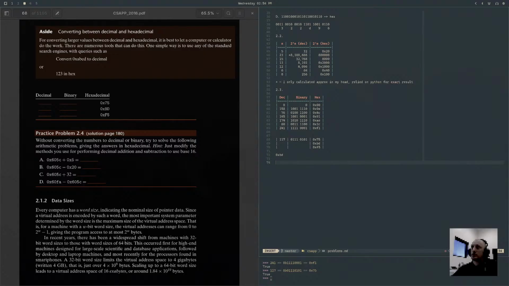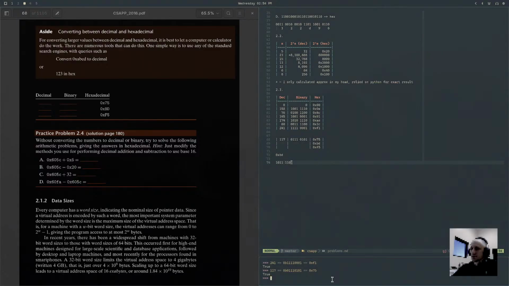B, 8, 9, 10, 11, 12. So this would be C. This would be A, and this would be B. So that's B. And then this is F. E. D would be that.